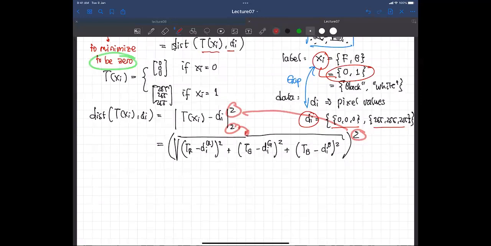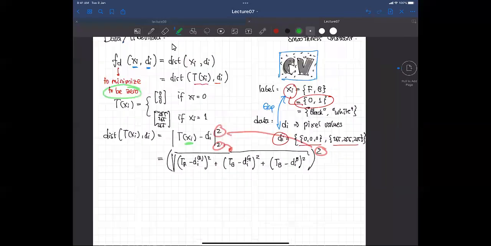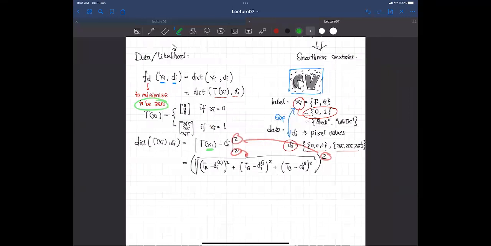Now you can have the distance. So the thing that we want to find is xi. We do not know xi. So we have to choose xi in such a way that the transformation of xi is the same as your observation, your di. So that's the function for distance between xi and di. And that's how we define the data term of the likelihood. Any questions here, anyone?